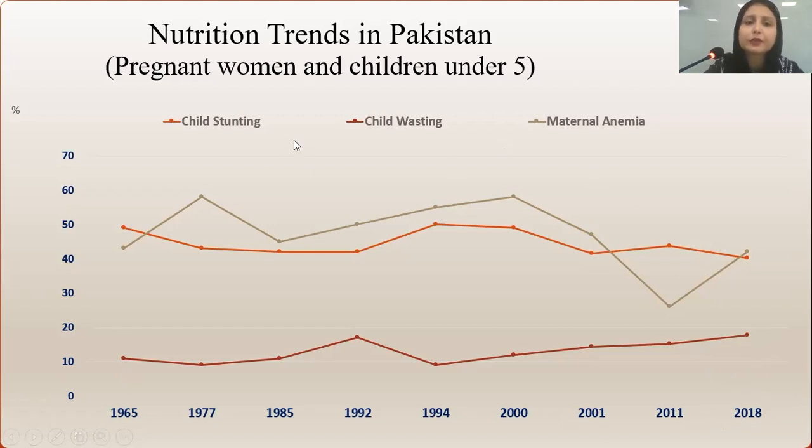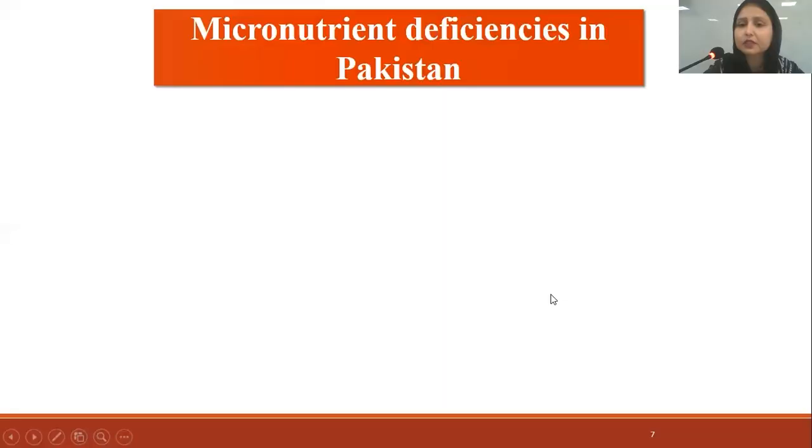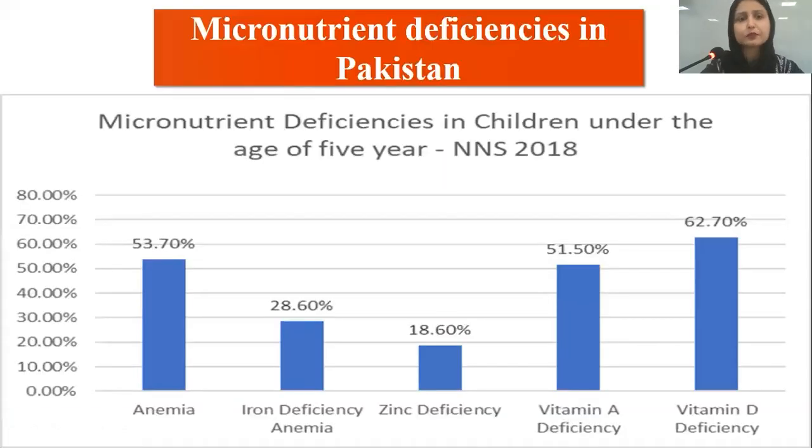When we compare child stunting, it was approximately 49% in 1965. In 2018, child stunting improved by 6 to 7%. And for maternal anemia, you can see that comparing 1965 to 2018, there was no improvement. A little improvement was seen in child stunting according to the National Nutrition Survey 2018.